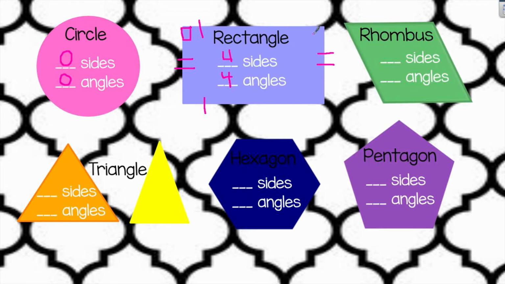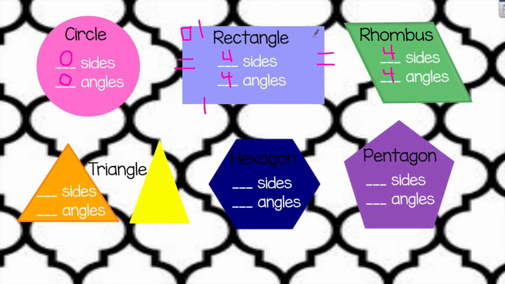The left and right sides of a rectangle are also the same size as each other. So even though a rectangle doesn't have all of the sides that are the same length, the opposite sides of a rectangle are the same length. Let's move on to the next shape, which is a rhombus. A rhombus also has 4 sides and 4 angles.